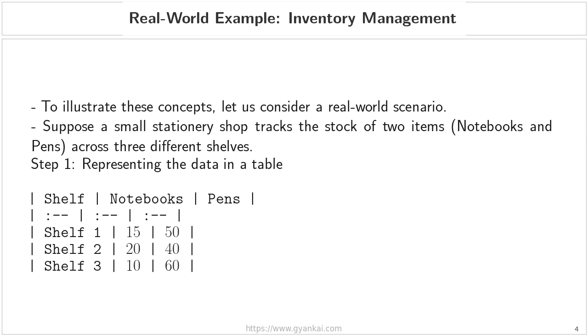In the first column, we have our labels for the shelves: Shelf 1, Shelf 2, and Shelf 3. As we read across the rows, we can see the specific quantities for each shelf. For Shelf 1, there are 15 notebooks and 50 pens. For Shelf 2, there are 20 notebooks and 40 pens. And for Shelf 3, there are 10 notebooks and 60 pens. At this stage, the information is easy to interpret because of the headings. However, in the next slide, we will learn how to strip away these labels to represent this exact same data as a formal mathematical matrix.